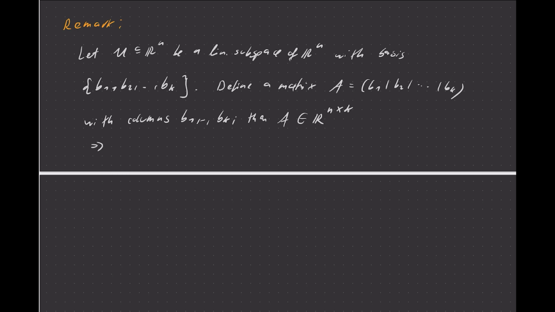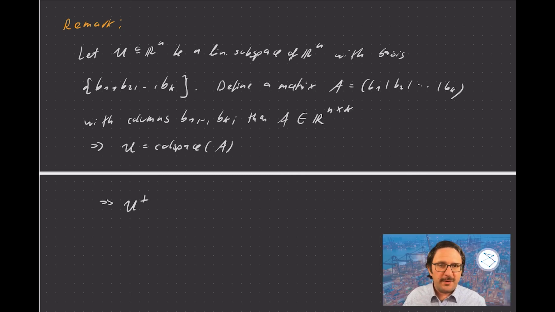Well, why do we do that? Well, simply because this way we can express U as the column space of A. So we can always turn a linear subspace of R to the n into the column space of a matrix if we find that convenient. If we have that, then what can we say about the orthogonal complement? Well, the orthogonal complement consists of all vectors that are perpendicular, orthogonal, to all vectors in that column space, so to all columns of A.